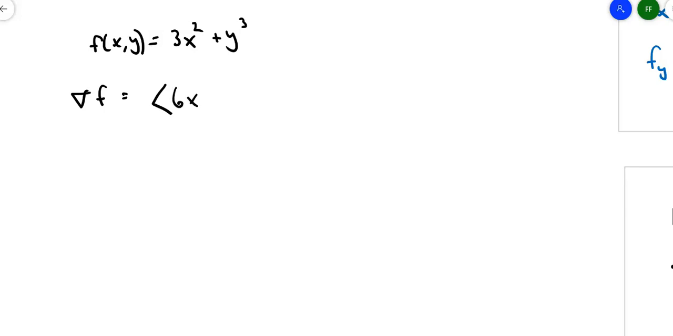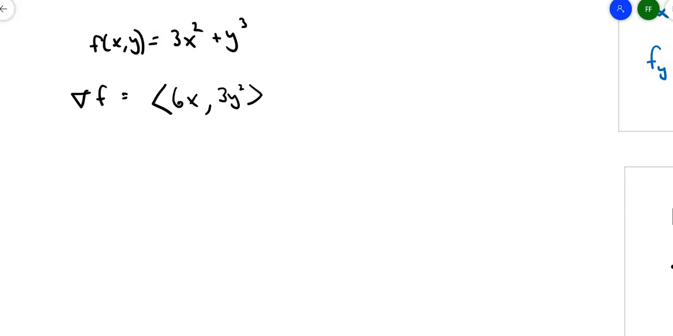The function I was given was f of x, y equals 3x squared plus y to the third. So the gradient of f is going to be what? It's going to be the partial with respect to x, so 6x, there's no y term in there. And then the partial with respect to y, the first one drops out, and we get 3y squared.